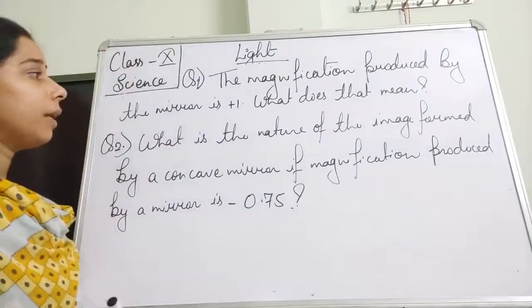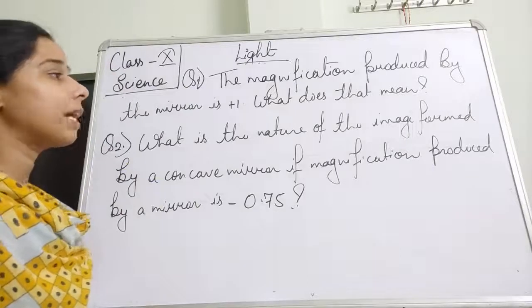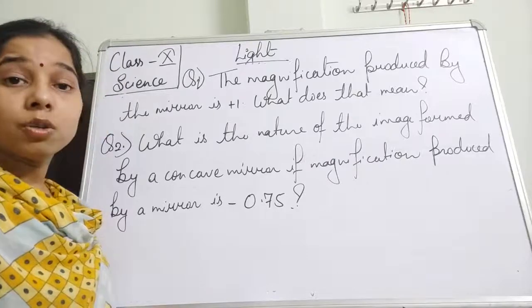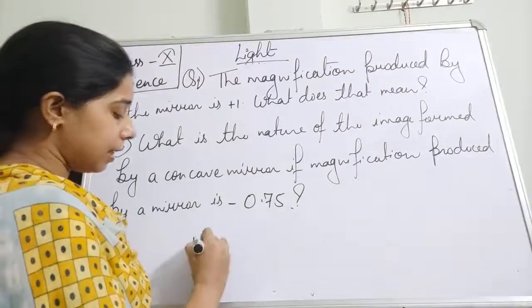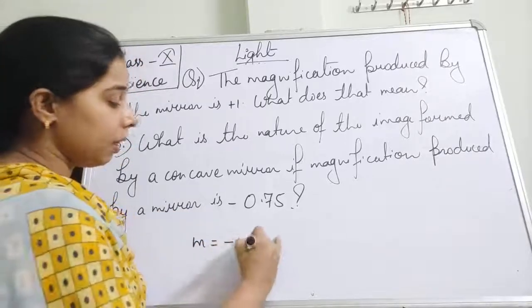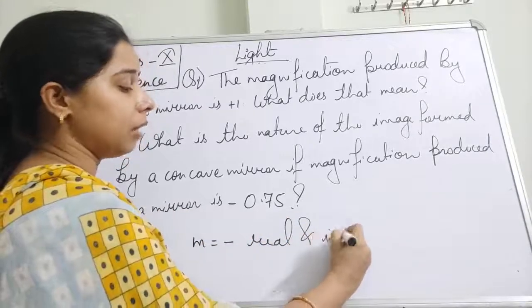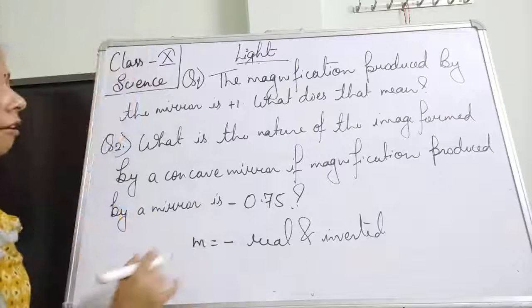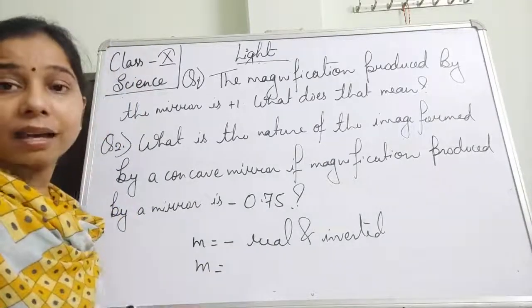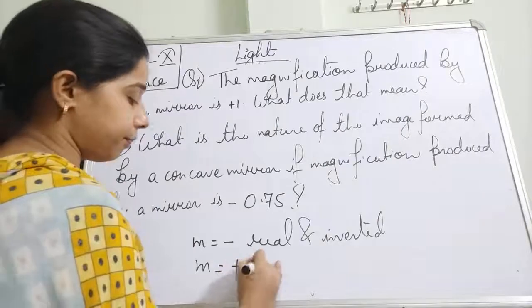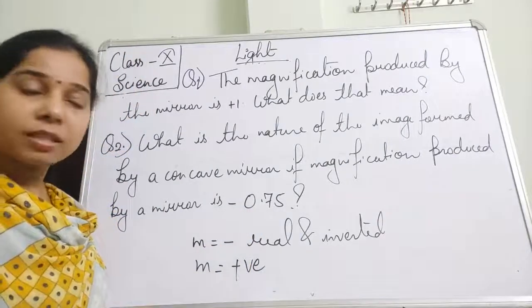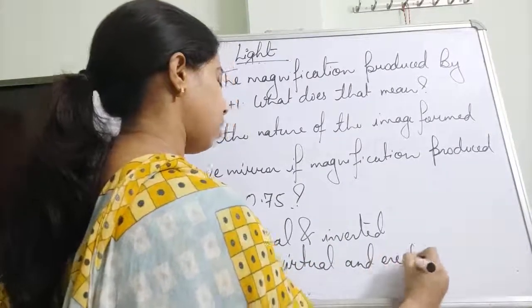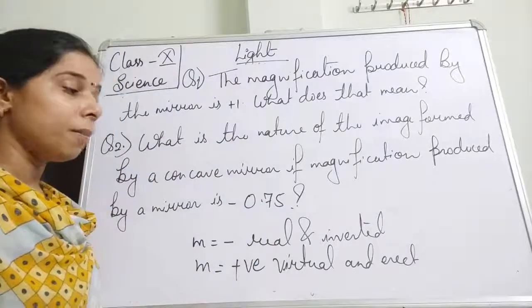So the first one is written: when the magnification produced is plus 1, what does that mean? And what is the nature of the image formed when the magnification produced is minus 1? Here, whenever the magnification is minus, at that time the image is real, and obviously if it is real, then it will be inverted. So the image will be formed as real and inverted. And whenever the magnification is plus, at that time it will be positive. Remember that. If it is positive, it is virtual and erect. So negative: real and inverted; positive: virtual and erect.